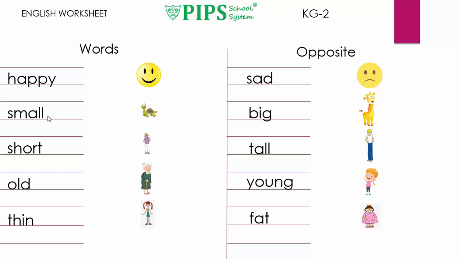The last word is huge. This is the picture of a huge duck. Its opposite word is tiny. This is the picture of a tiny duck.